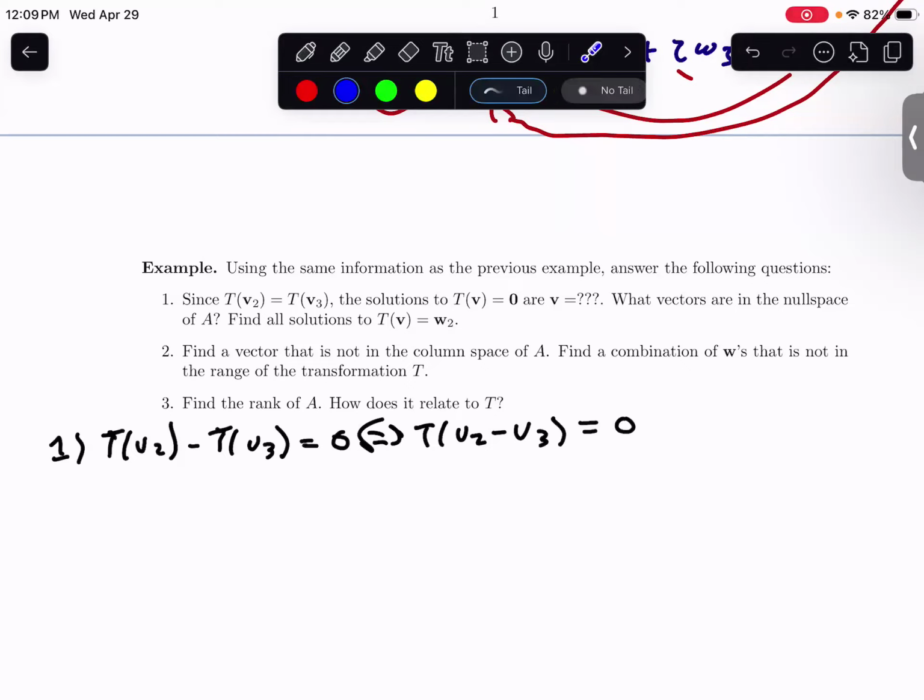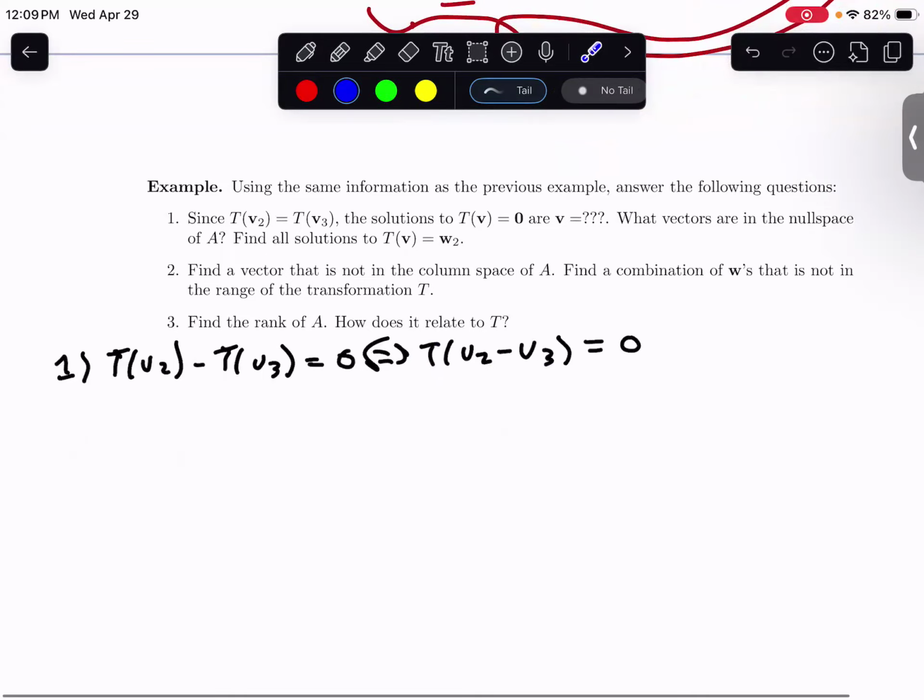So this is one example of a vector that makes it so if you do T of V2 minus V3, it's going to end up giving you the 0 vector. And because these are basis elements, it turns out this is really going to end up generating all possible vectors that will end up outputting 0. But there's a way of seeing this as well in terms of matrix multiplication.